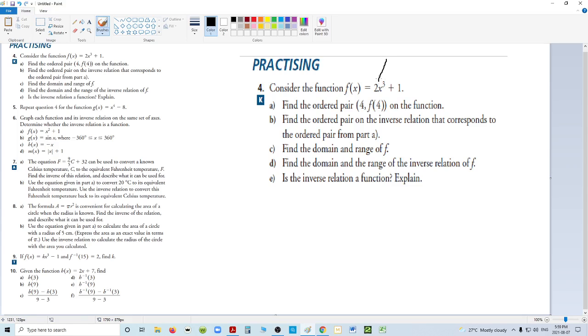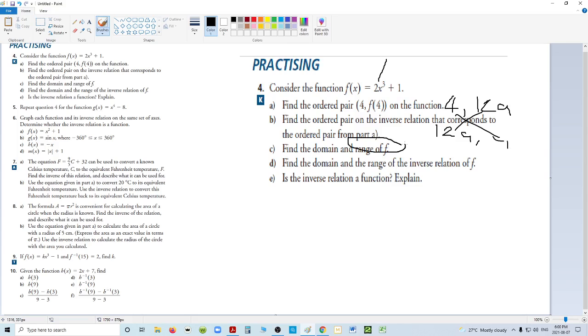So when we put 4 in here, 4 cubed is 64, times 2 is 128, plus 1 is 129. So that means we get (4, 129) is the ordered pair when x is 4. Find the ordered pair of the inverse relationship that corresponds to that one you've just found. Quite simple. We swap the x and the y values. So it's (129, 4).